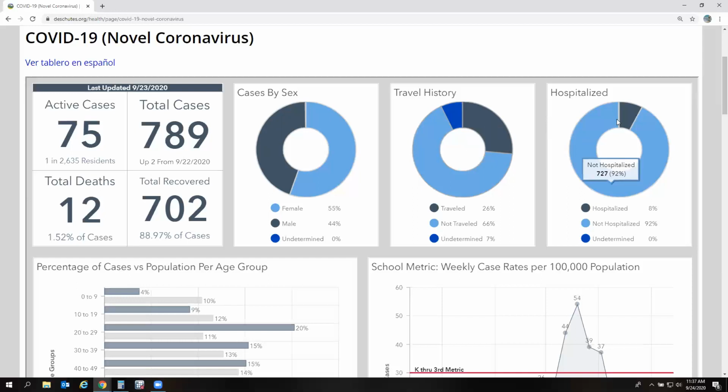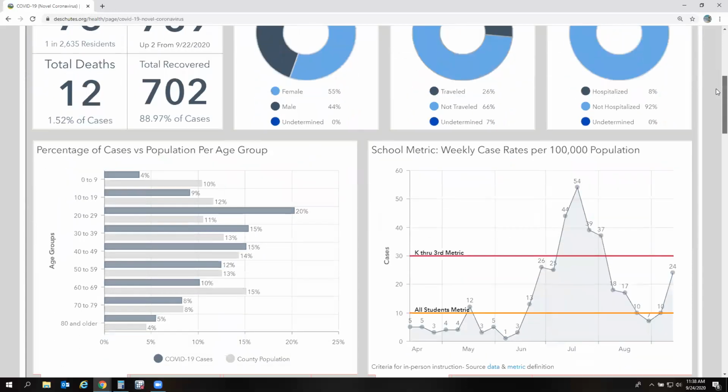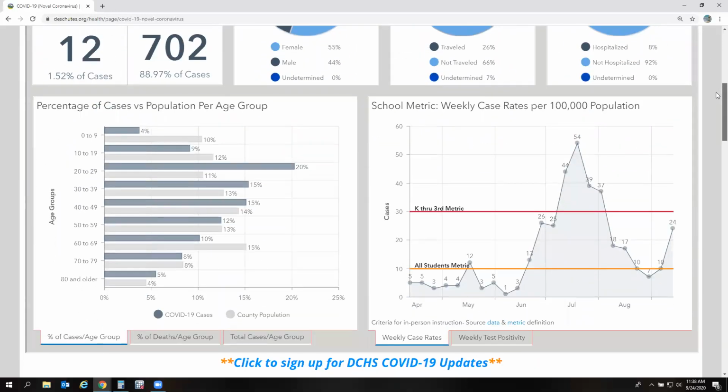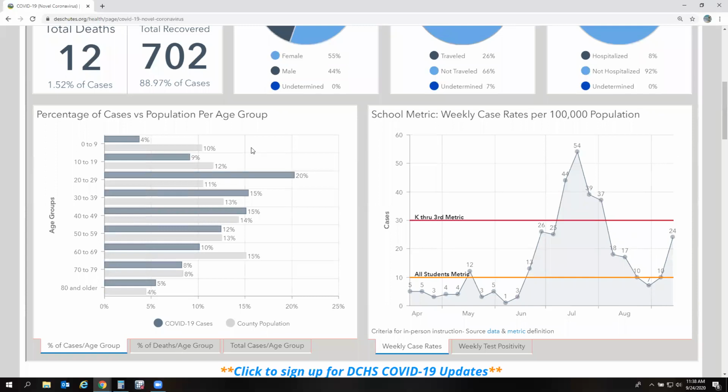Hospitalization, again, you can hover and see the numbers. This gives you an idea of the percentage of all of our cases who were hospitalized during their illness. So as of the 23rd, about 8% or 60 cases have been hospitalized for illness. So again, a really great snapshot of just some general information about our cases. I'm going to scroll down here and show you these graphs at the bottom.